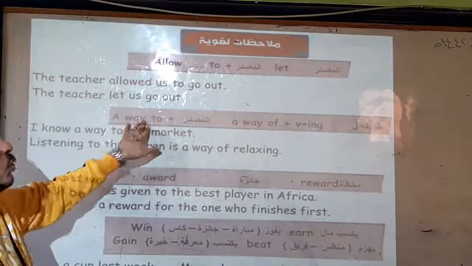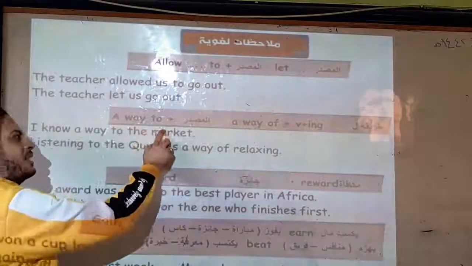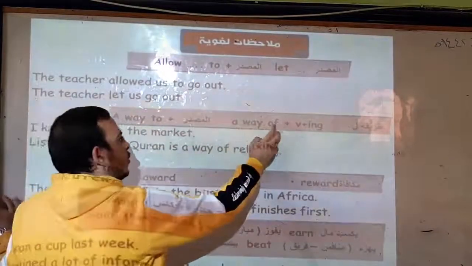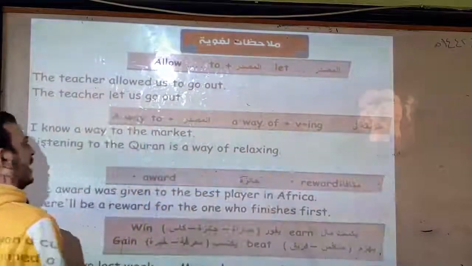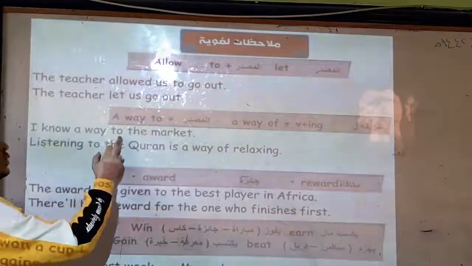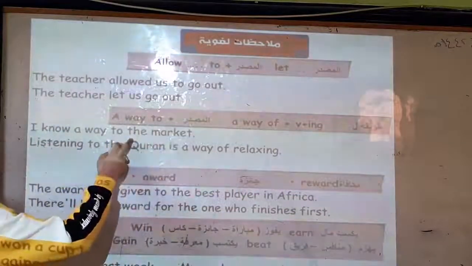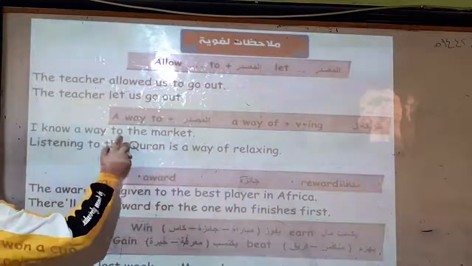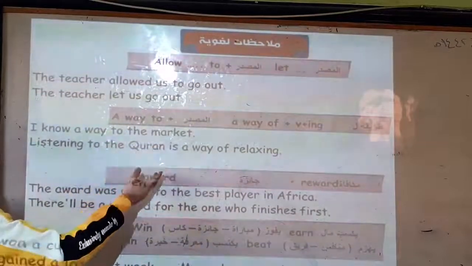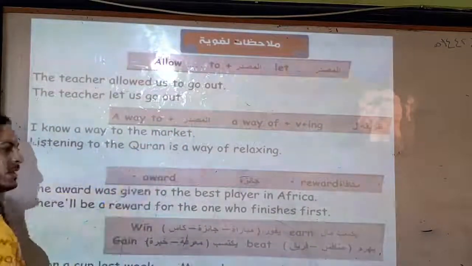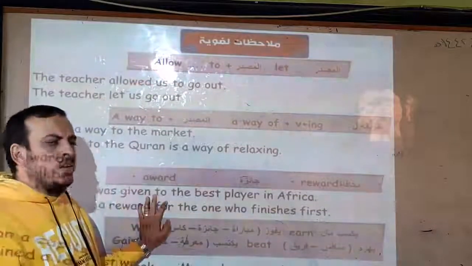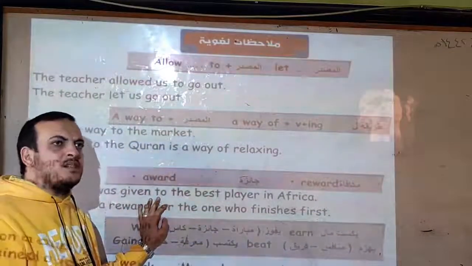As for away to, away off. Away to follows the order: to, then infinitive. Away off follows the order: off, then verb plus ing, okay? I know a way to the market. Here, a way to the market, the to is followed by a noun. It can also be a verb, for example: I learned the way to answer these questions.